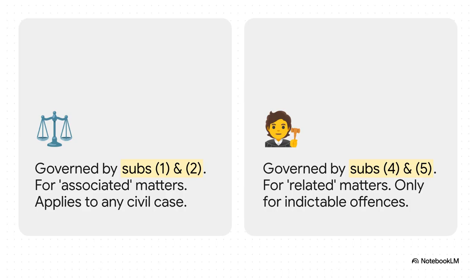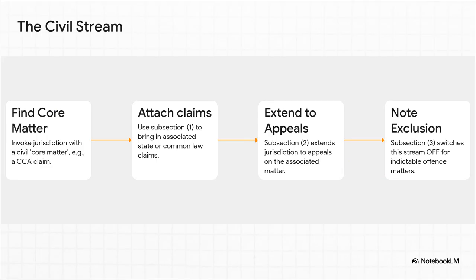You can't use it. Let's walk through the civil stream. First, you need your anchor, a solid civil core matter. Then you use subsection 1. That's the part that lets you attach those associated state or common law claims. Now, if the case goes up on appeal, subsection 2 has you covered.